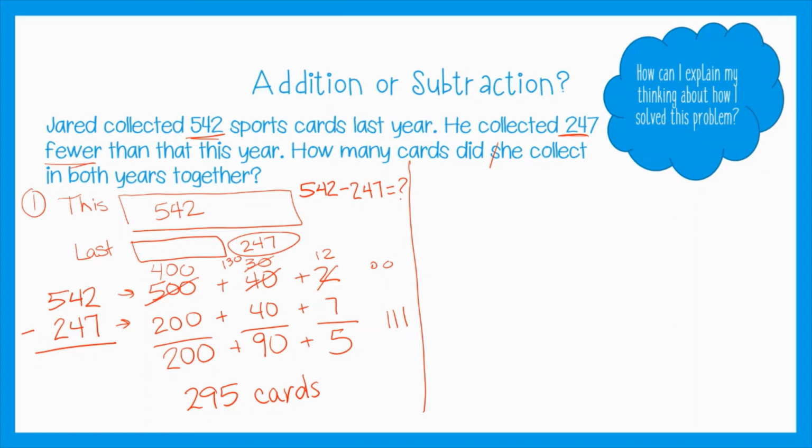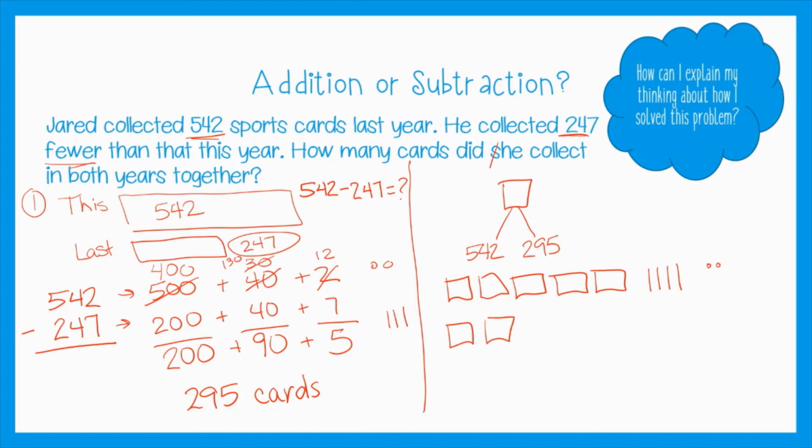Now let's think about what we need to do to solve the problem. We want to know how many cards he collected in both years together. So I want to know a total. I know I had 542 last year and 295 this year. So let's draw a proof drawing for this one. I have 500, 4 10s, and 2 1s. And then I have 200, 9 10s, and 5 1s.